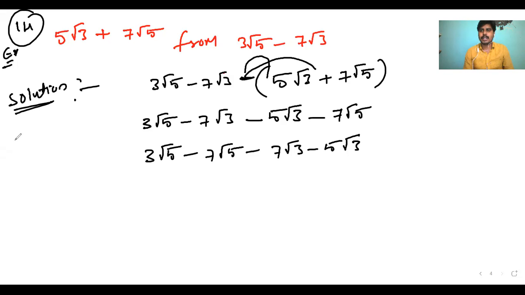How do we subtract them? Suppose you have 3x minus 5x. What is the answer?